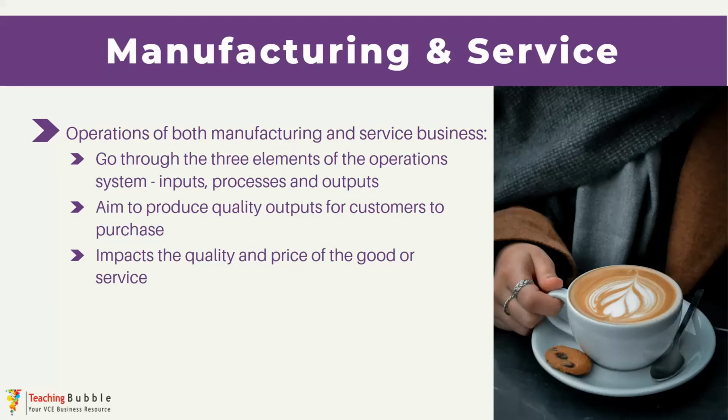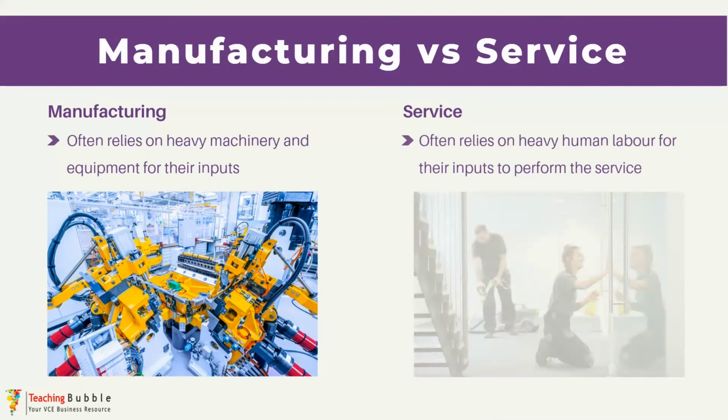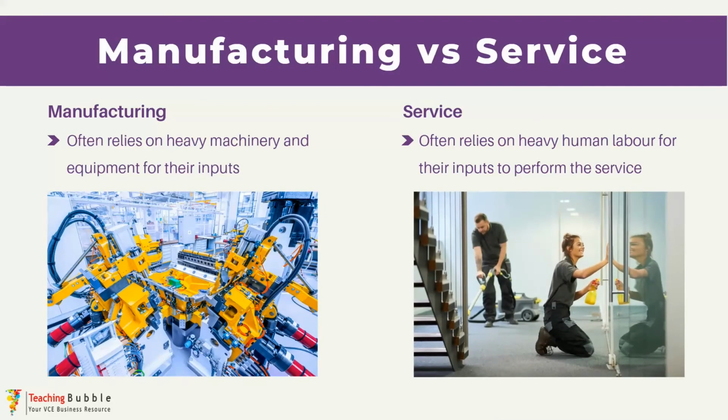Now we're going to look at some of the key differences. As we do this, I'm going to talk about inputs, processes, and outputs and categorize them in those categories as well, just in case you do get a question about that. The first difference is about capital and labor intensity. Manufacturing businesses tend to be more capital intensive, relying on heavy machinery and equipment for their inputs, whereas service businesses are often more labor intensive, and so they're using more human inputs and expertise to deliver the service.